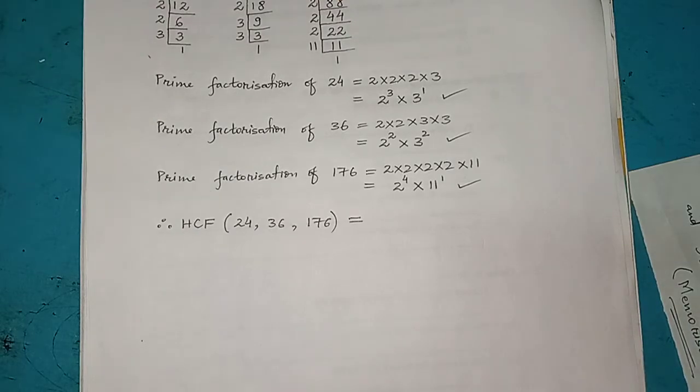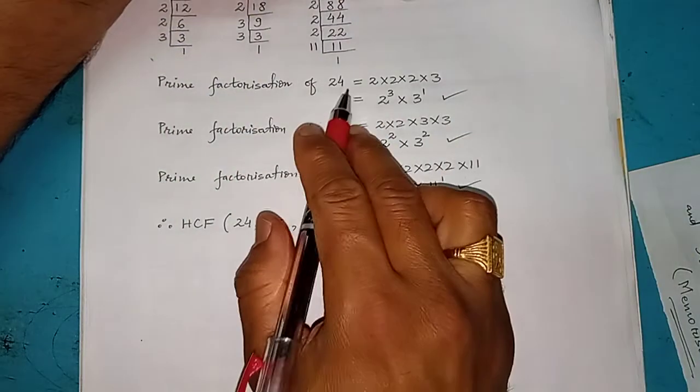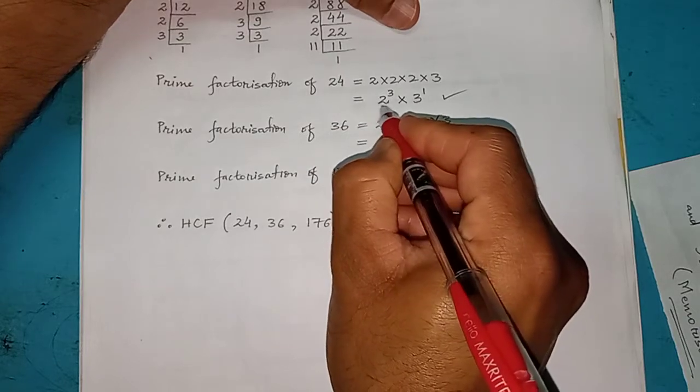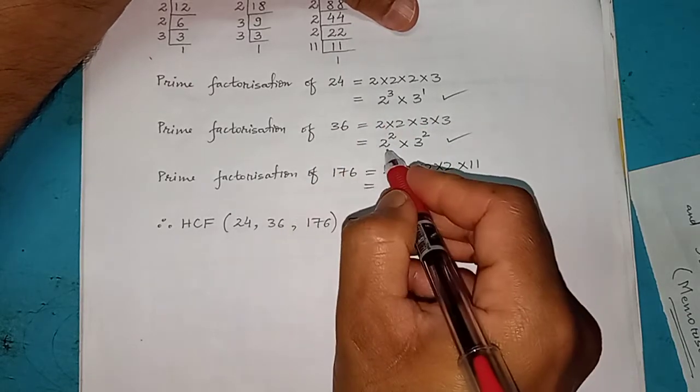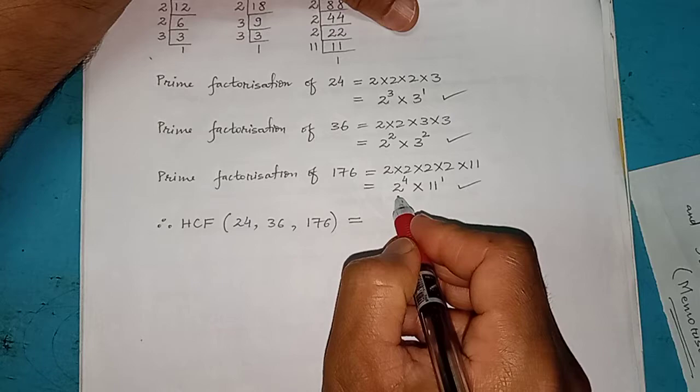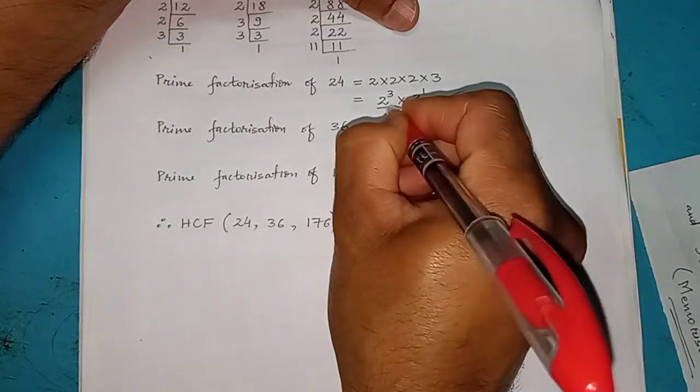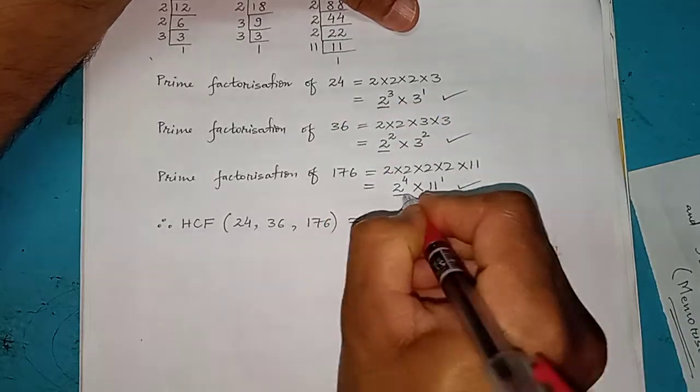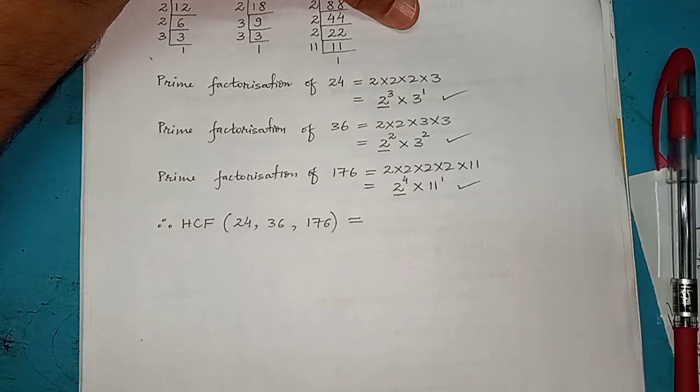Let's see which are the common prime factors here. Which are the common prime factors? See, in 24 we have prime factor 2. In 36 also we have prime factor 2. In 176 also we have prime factor 2. Yes, so 2 is common to all 3. 2 is a common prime factor. So we write 2.